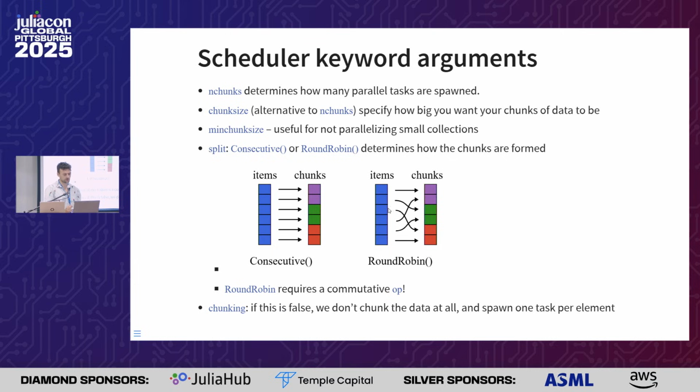And so with the round robin approach, basically the first element goes to the first chunk, the second element goes to the second chunk, the third element goes to the third chunk, and then we loop back. So the fourth element would go back to the first chunk and so on. Round robin requires commutativity. And you can also specify, I don't want any chunking. So each point in the iterator goes to a new task or gets put into the greedy channel.